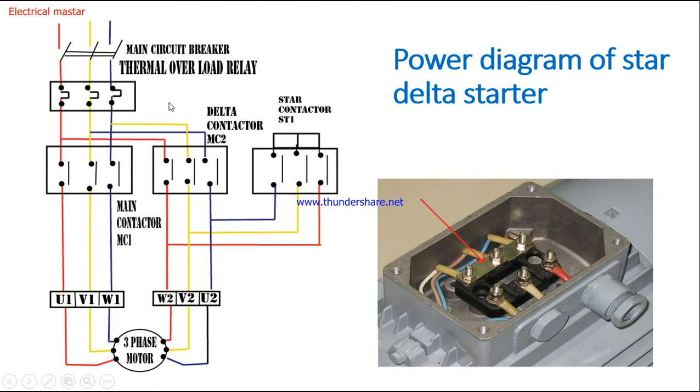Maybe you have a doubt here: the delta contactor gets input from this loop wire RYB, but the star contactor does not get any input power. How does it give power to W2, V2, U2 during the starting time?